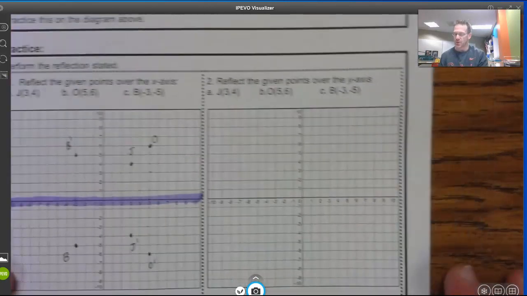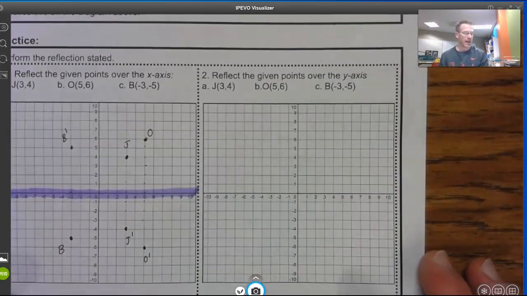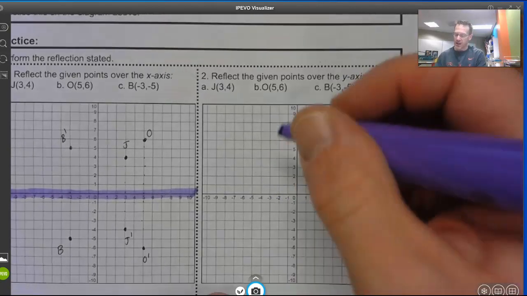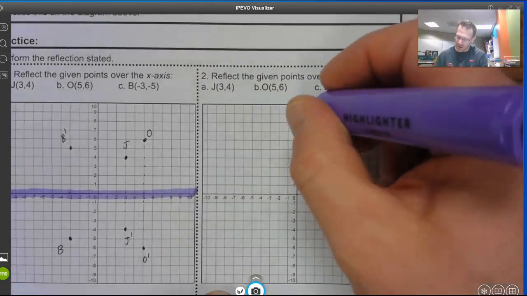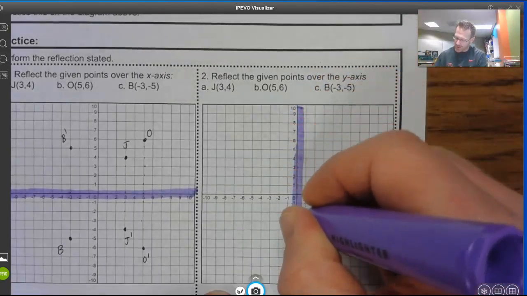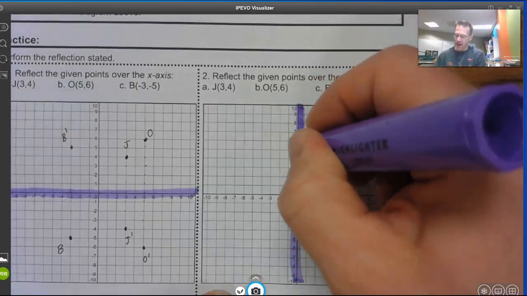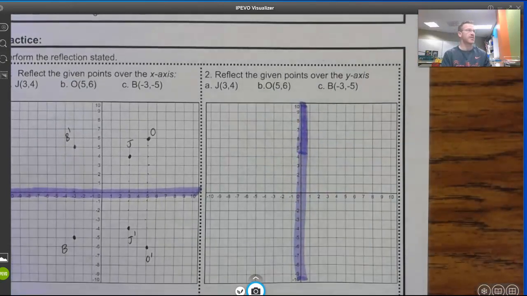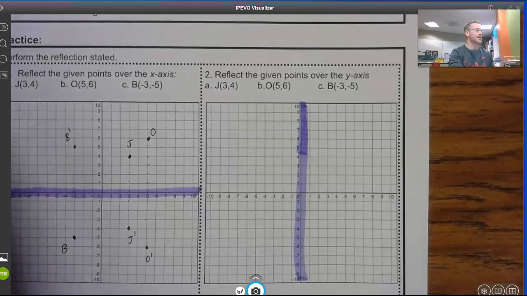Okay, so here's what I would like you to do. I want you to do number 2 real quick. Pause the video and reflect those same points, but this time over the y-axis. Reflect those 3 points over the y-axis, flip the video back on, and we'll see how you did.